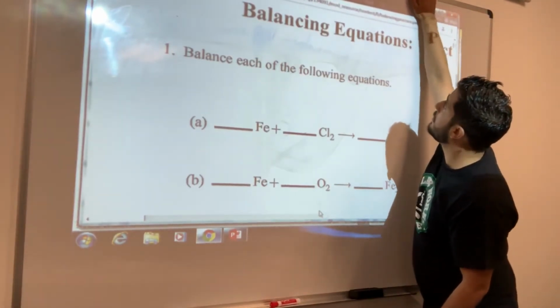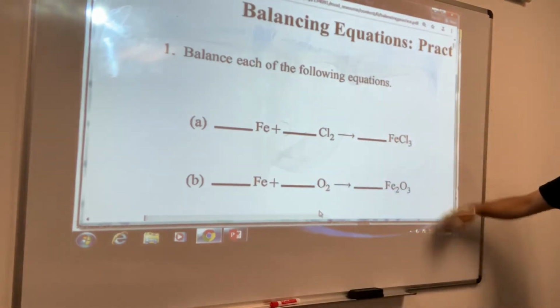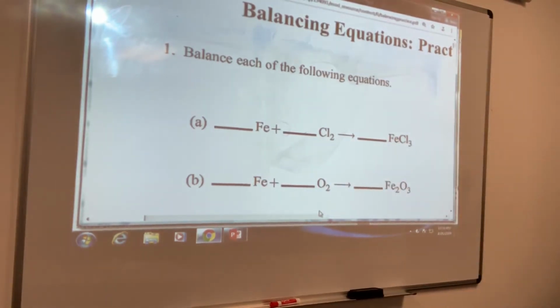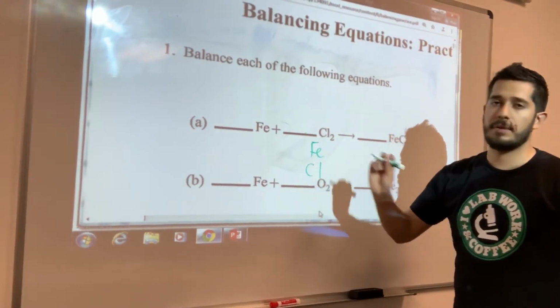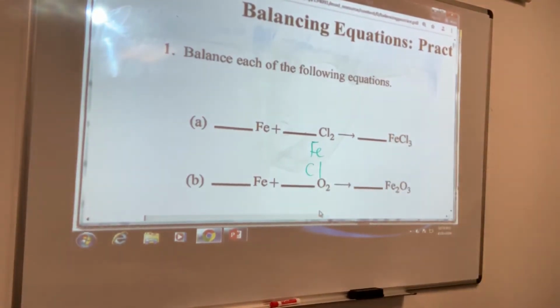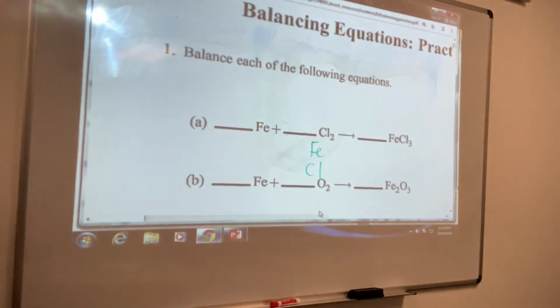Iron plus Cl2 produces iron trichloride. How many elements do I have on both sides? 2. So only 2 repeating elements, right? I have iron and I have Cl. So the only elements I have. We're doing the A, right? Yes.